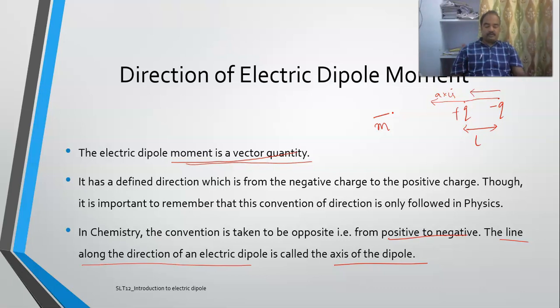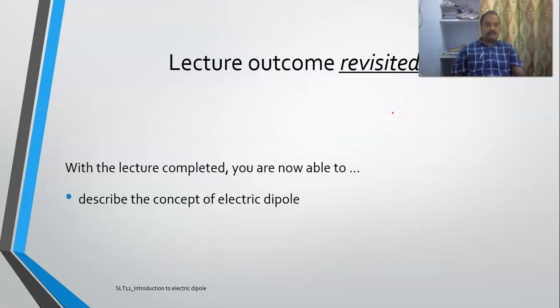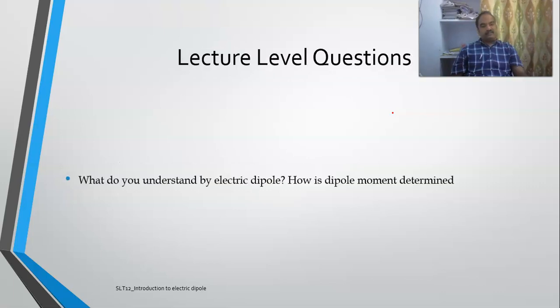I hope you have understood the concept of dipole, and I hope that you will be able to explain. So this is a simple question, a small 1 mark question: What do you understand by dipole, and how is dipole moment determined?